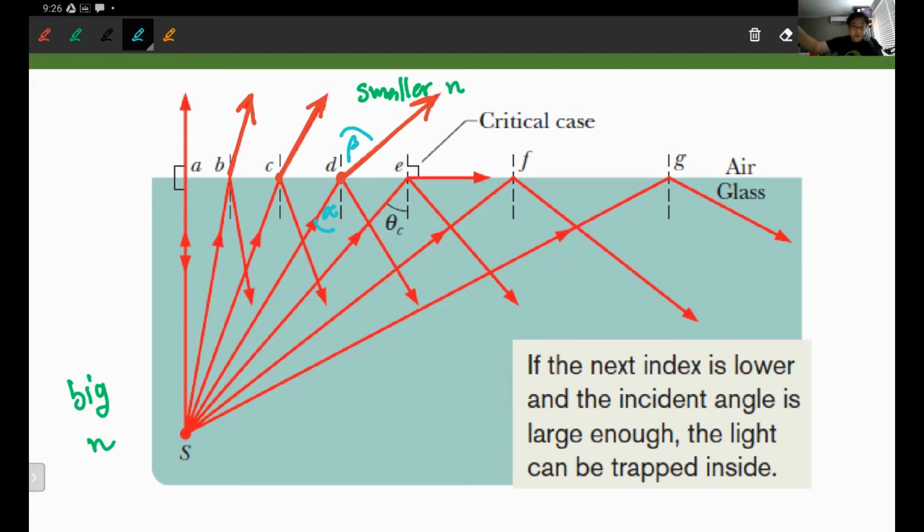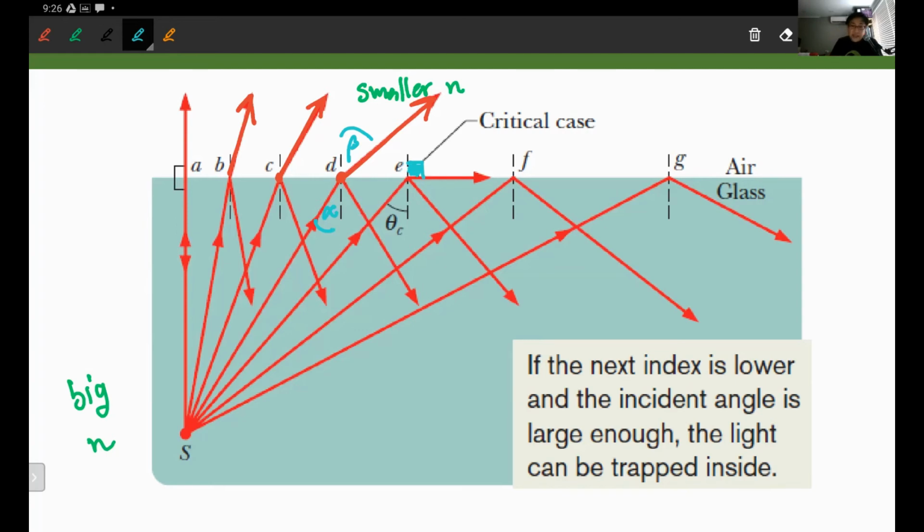And then there will be one case happening. If you keep increasing the incident angle until you hit one angle that makes the outgoing ray be at 90 degrees, my question is, what will happen next if you keep increasing the incident angle? You guys with me? Yeah.